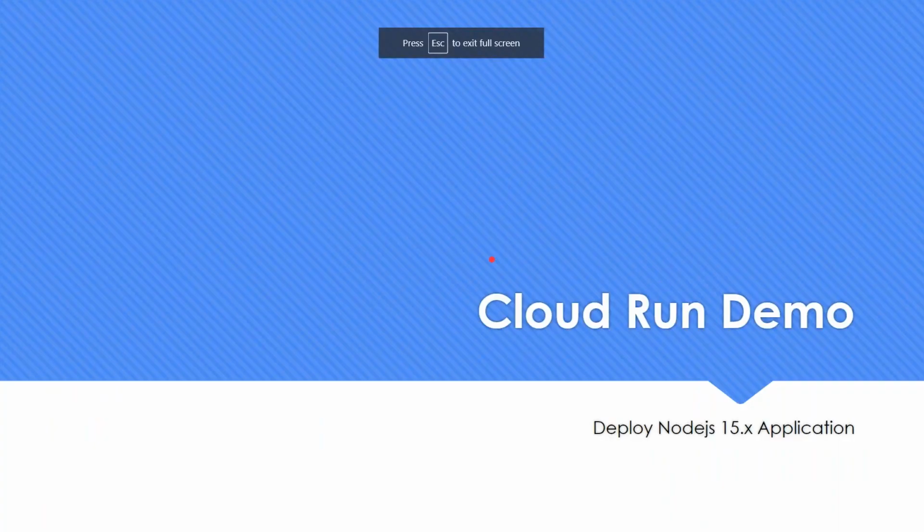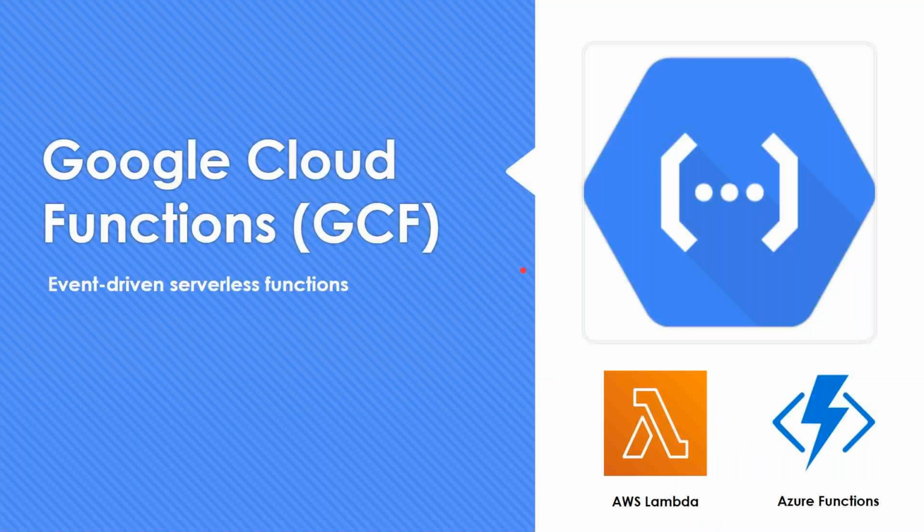That was the Cloud Run demo. We saw how it works. Now the last compute option in our compute section, the fifth one: Compute Engine, then Kubernetes Engine, then App Engine, Cloud Run. The last option is Cloud Functions.